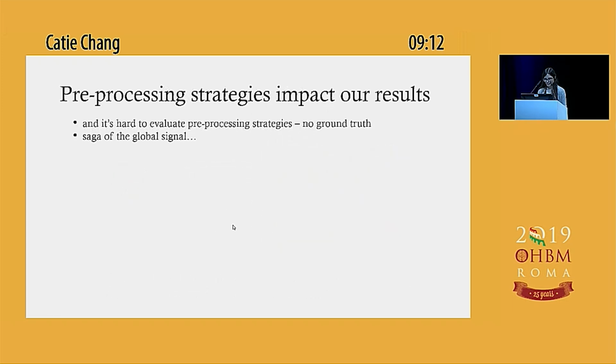Another consideration is that our results can be sensitive to the pre-processing that we apply. Generally, it is hard to evaluate whether our pre-processing steps are doing the right thing because we don't really know what it should be in brain data. And so that can create a lot of debate about exactly how we should process our data.